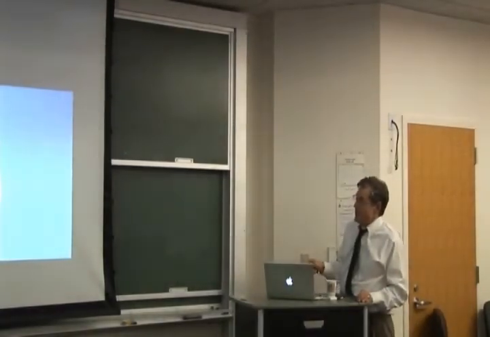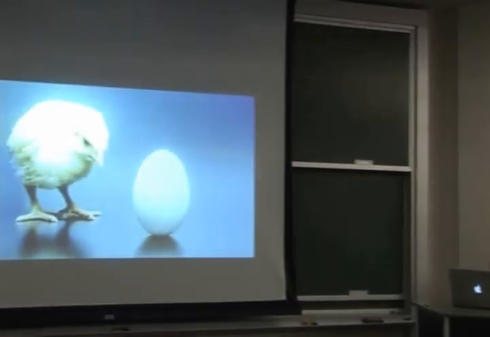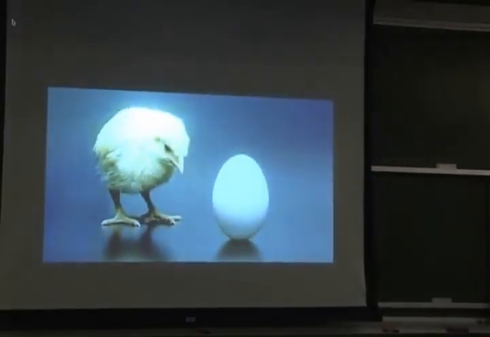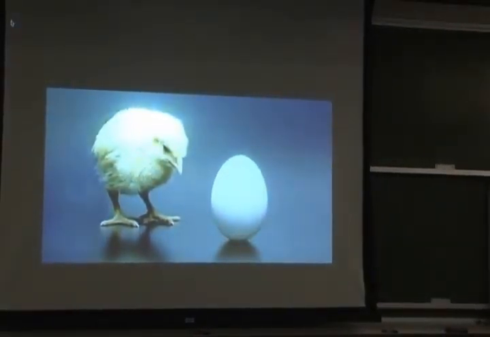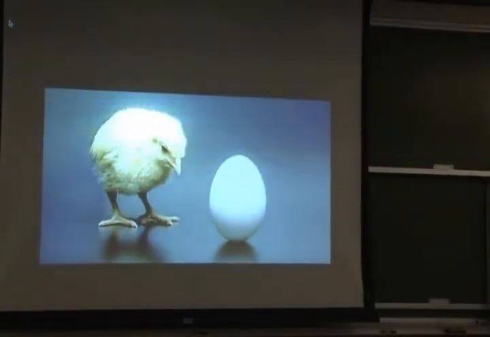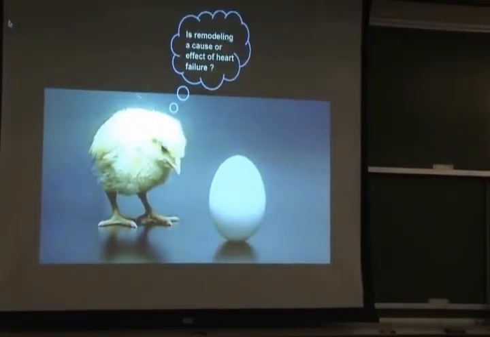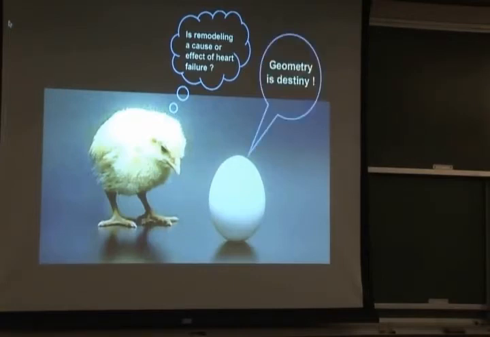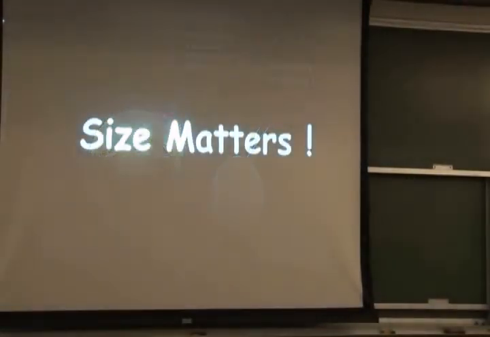So I want to return to the chicken and the egg question, because I promised you I would do this. So many of you in the audience are probably still wondering whether cardiac remodeling is a cause or effect for heart failure. The chicken here, as I said, still can't make up his or her mind. Those of you who are very sharp will notice that the egg is in the shape of a prolate ellipse, which is sort of how the normal ventricle is. So the egg thinks that the geometry is destiny, but having come from the great state of Texas, and you guys are engineers, you would definitely concur that what really matters is the size.